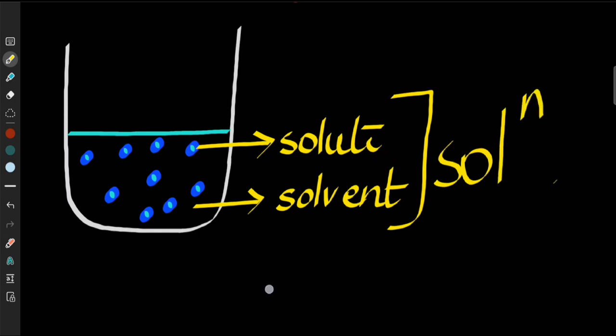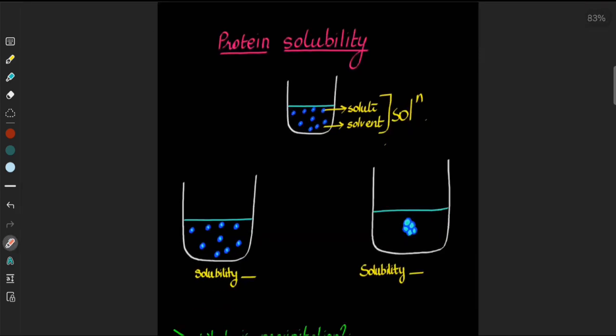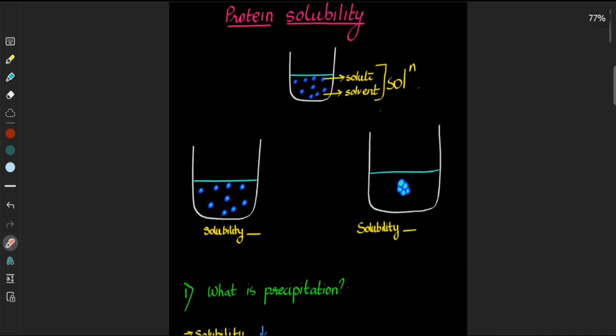So I've just written a short form. As you can see over here, whenever solute and solvent mix together, they're termed a solution, right? Now let us try to understand protein solubility. Protein solubility is not that complex a topic. We'll try to understand it very quickly. Whenever a solute dissolves in a solvent, the solute I'm talking about here is a protein, right? So this protein is getting dissolved in a solvent. The solvent could be anything.